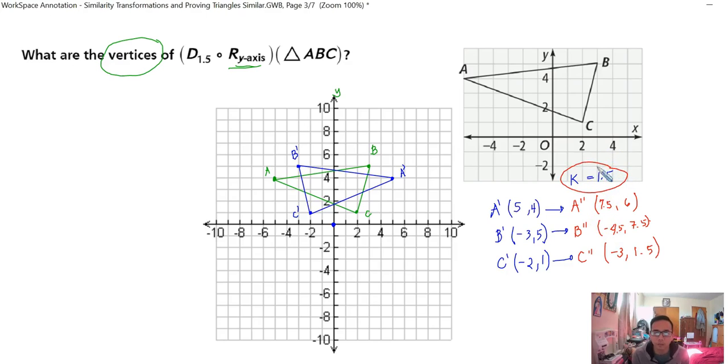Now let's plot it together. So A double prime is negative 7.5, 6. So 6, 7.5 at the middle. This is now my A double prime. So my B double prime will be negative 4.5, 7.5.